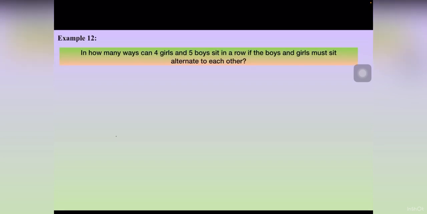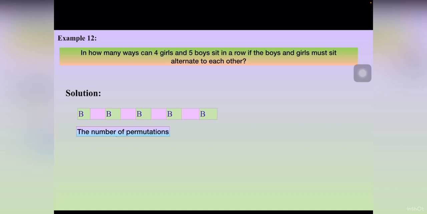Example 12. In how many ways can 4 girls and 5 boys sit in a row if the boys and girls must sit alternate to each other? Solution. The boys must sit alternate to the girls. So this one is boy, girl, boy, girl, boy, girl, boy, girl, boy: 5 boys and 4 girls.